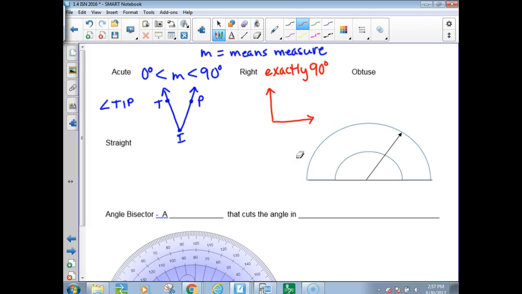Need your little rays. And I'm going to call this one B on the first ray, O at the vertex, X on the right side. This would be called angle BOX. I don't know how to say XOB. But say the letters.